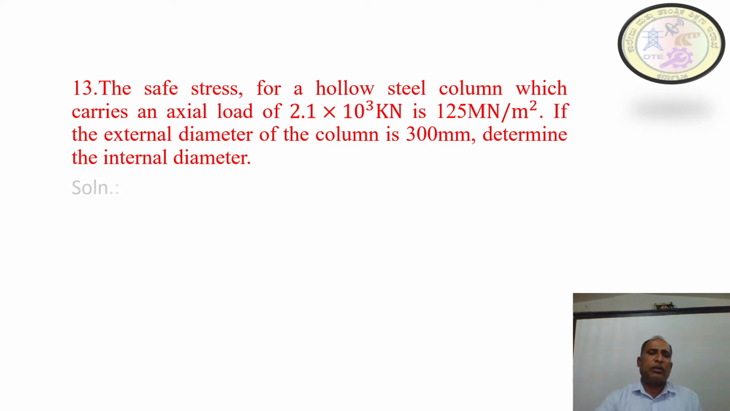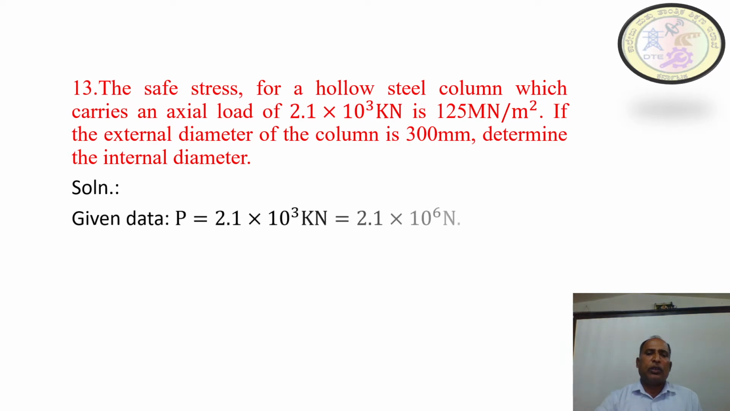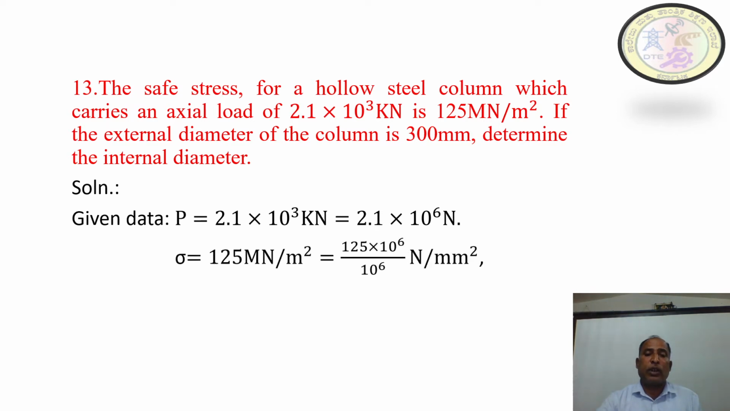First you write down the given data from the problem. Here P is 2.1 into 10 raised to 3 kilonewton, that is 2.1 into 10 raised to 3 into 10 raised to 3 newton, because 1 kilonewton is equal to 1 into 10 raised to 3 newton. Therefore the load P is 2.1 into 10 raised to 6 newton. And the stress is 125 meganewton per meter square.